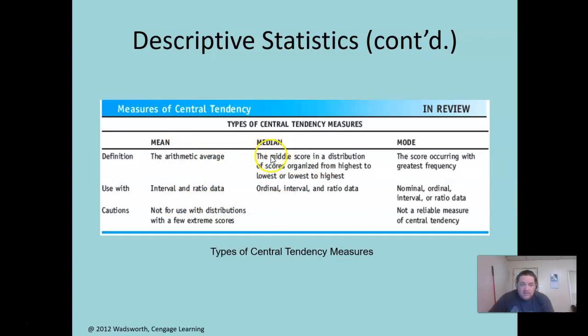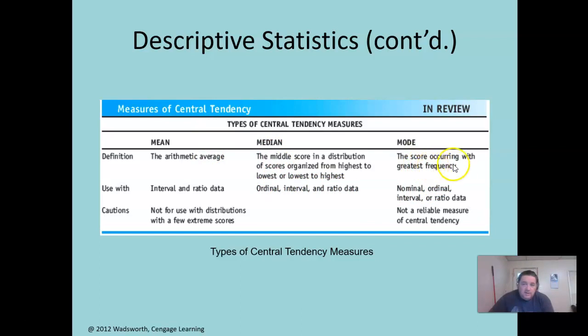The median is the middle score in a distribution, the actual middle score. If you had 15 scores, it would be the one at number 8, if you put them in order from the lowest to the highest and pick the middle score. You can do that with ordinal, interval, and ratio data.